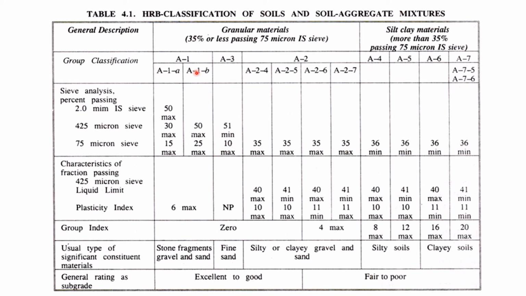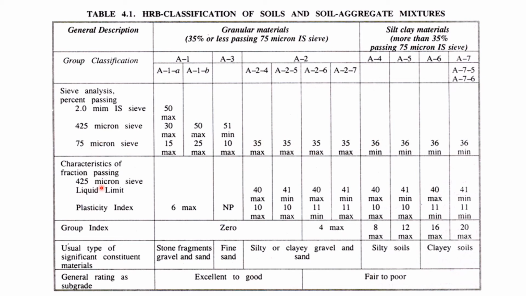Then similarly for A1B, see that the 425 micron sieve has been used here, and for the 75 micron, 25 maximum. Likewise, the different classification groups have been given as per the sieve analysis. See, for all three sieves different values have been given. Here for 75 microns, only this one value has been given.